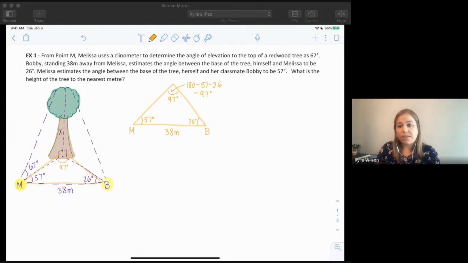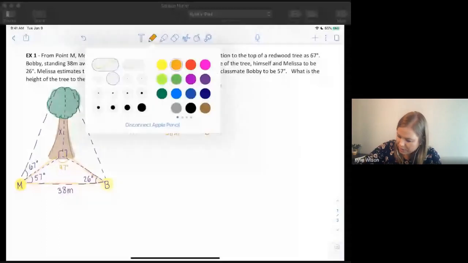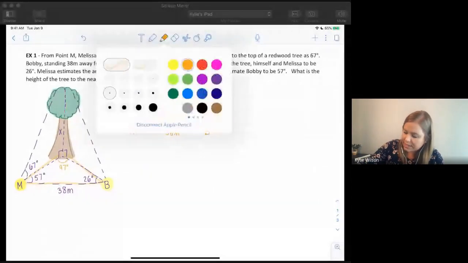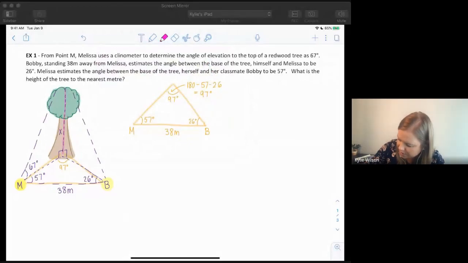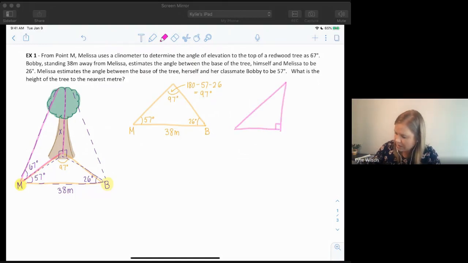Now what I want to think about is what other information I need to know to find the height of this tree. So I'm going to look at one of my other triangles here. Let's look at this triangle on the side here. The reason I'm picking this one is because I have that 67 value, so I'm thinking maybe that one can help me out. So let's draw that triangle over here. There we go. And on this triangle, we have 67 degrees and X.